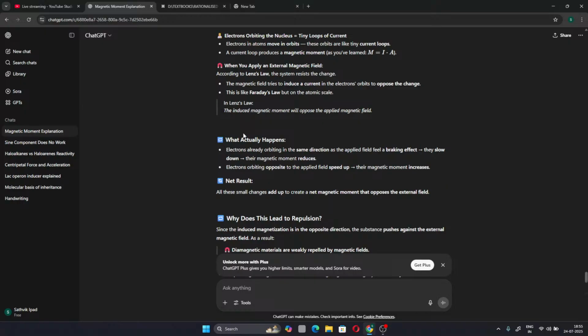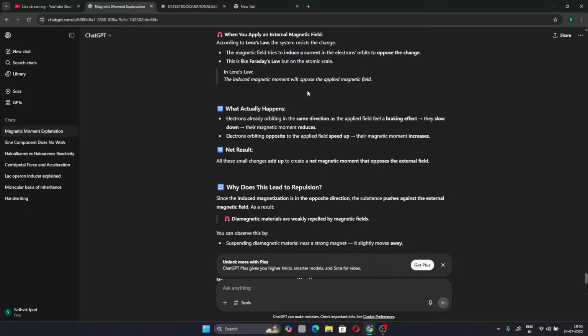When you apply an external magnetic field, the system is resisting the change. The magnetic field tries to induce a current in the electron's orbit to oppose the change. This is Faraday's law on the atomic scale. The induced magnetic moment will oppose the applied magnetic field.